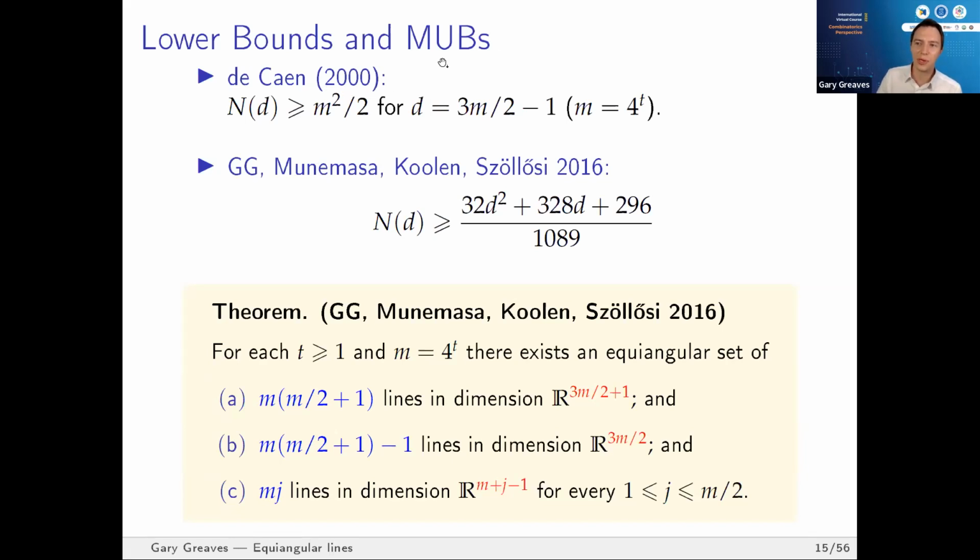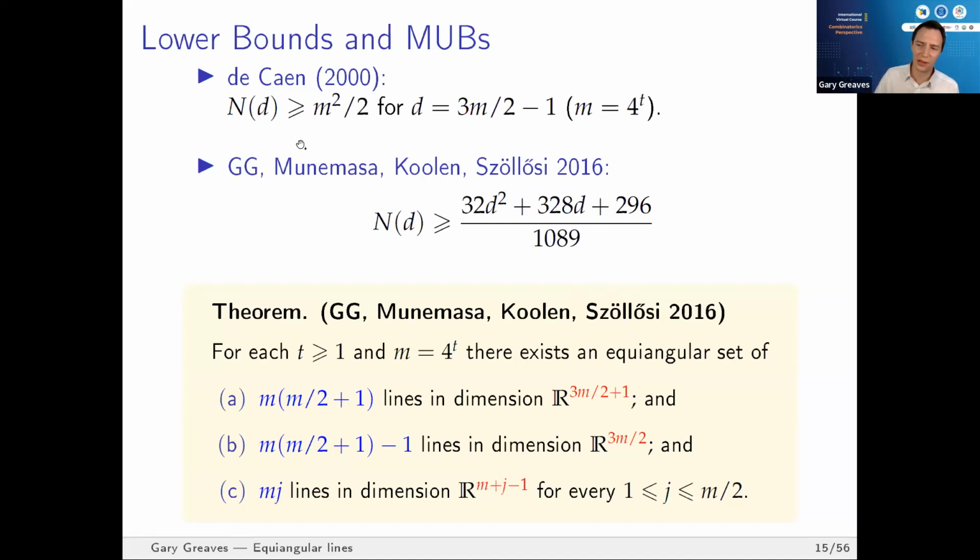And he uses MUBs to get this lower bound. He says that n of d, or the maximum cardinality of an equiangular line system, is at least m squared over d, for d equal to 3m over 2 minus 1, and m is a power of 4. So this is an infinite construction, and it gives us the lower bound for particular dimensions. And together with Munemasa, Colin, and Salerci, we kind of extended this construction to get this general lower bound.